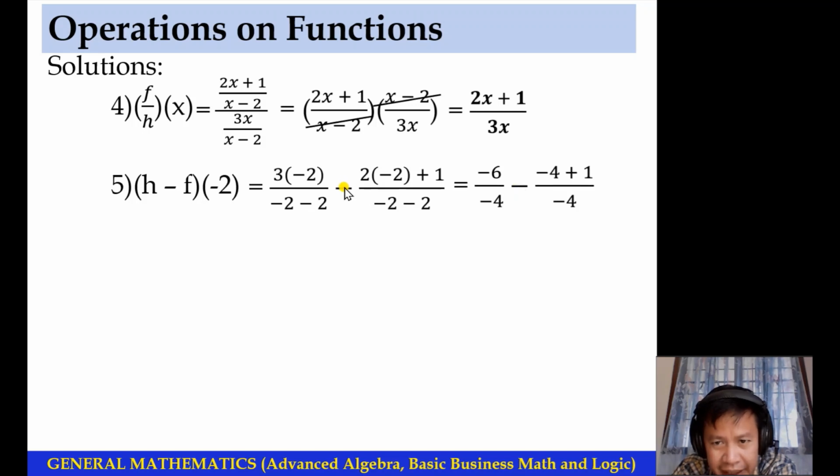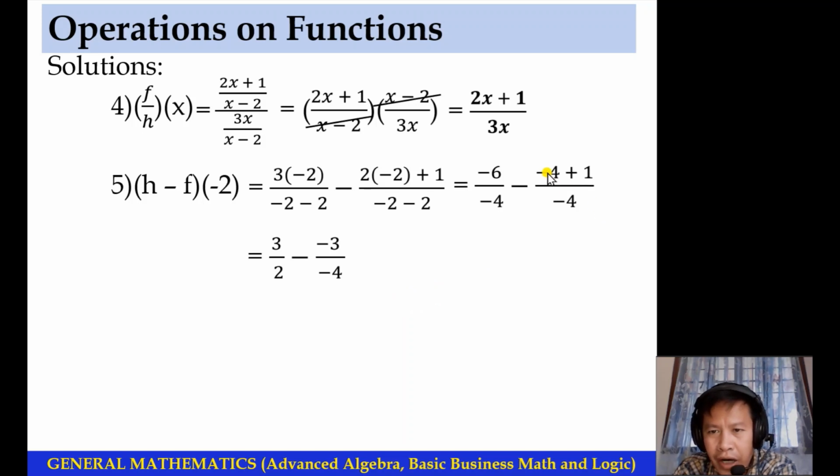Minus, this is the indicated operation. 2 times negative 2 is negative 4 plus 1. Okay, what you need to do here is negative divided by negative is equal to positive already. Then you are going to reduce this fraction in lowest terms, because 6 and 4 have the greatest common factor, which is 2. 6 divided by 2 is 3. 4 divided by 2 is 2. Therefore, the reduced form of this fraction is 3 halves, minus.